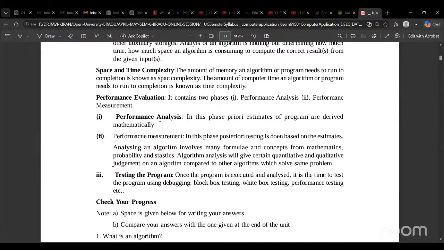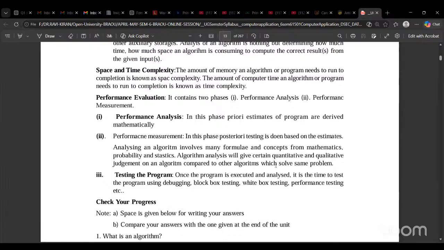Okay. Then performance measurement in this phase, the testing is done based on the estimates. Analyzing an algorithm involves many formulas and concepts from mathematics, such as probability and stats. The algorithm analysis will give certain quantitative and qualitative judgment on an algorithm compared to the other algorithms.